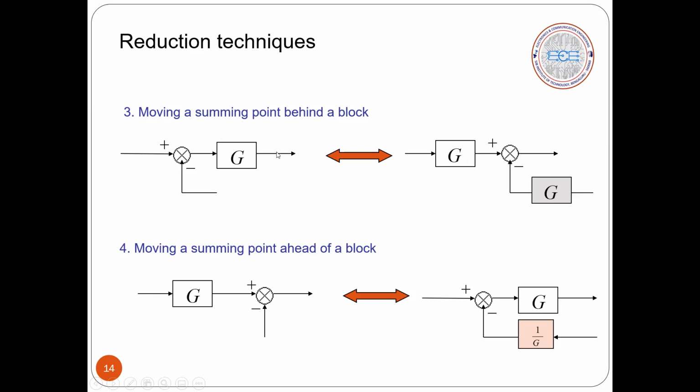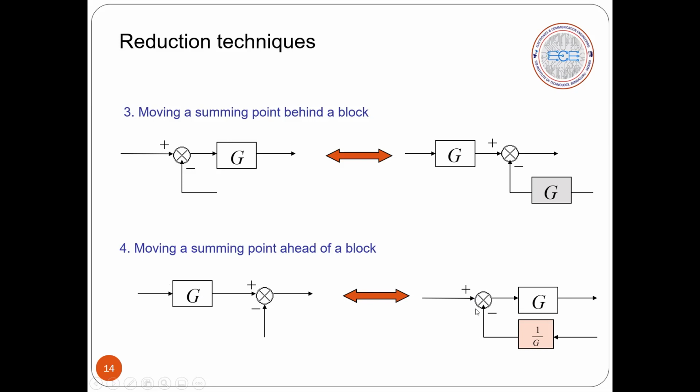This summer is moving behind the block. This is behind the block. This is ahead, front, and this is back, behind, we call it. So this is behind movement, and this is ahead movement. So this is the ahead movement of the summer. We can take this summer now ahead of the block. If I want to take a summer ahead of a block, the signal strength should not get altered.